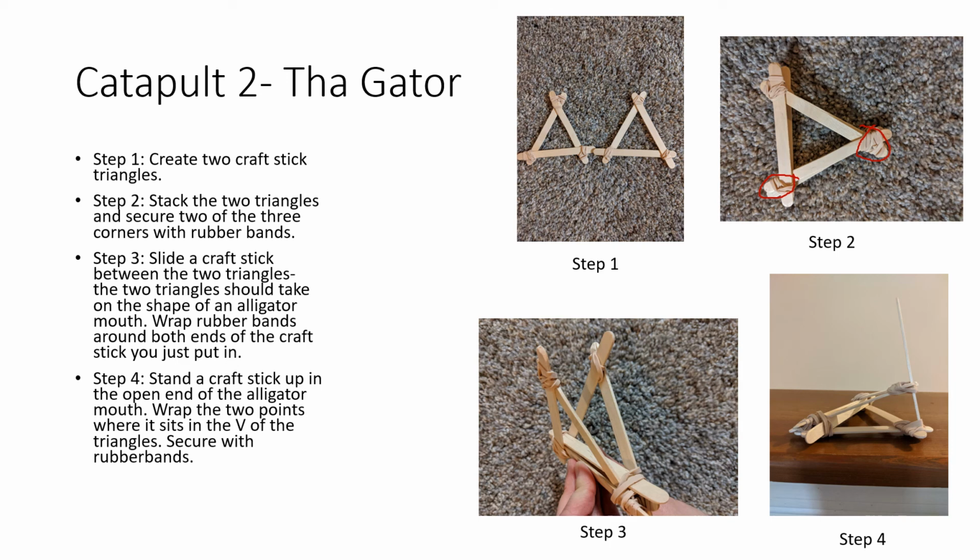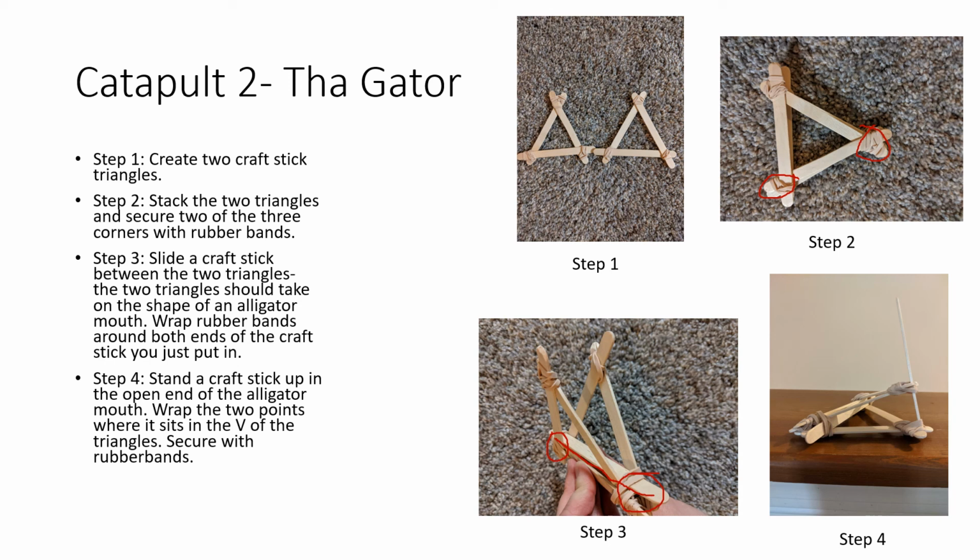What you're going to do is you're going to open your triangle and you're going to slide a single craft stick into that opening. It is a little tricky, but what you should start to see is that your triangles take the shape of an alligator mouth. Once you have that alligator mouth, you're going to pry open your triangles and with a rubber band, wrap and secure the ends of your alligator mouth.